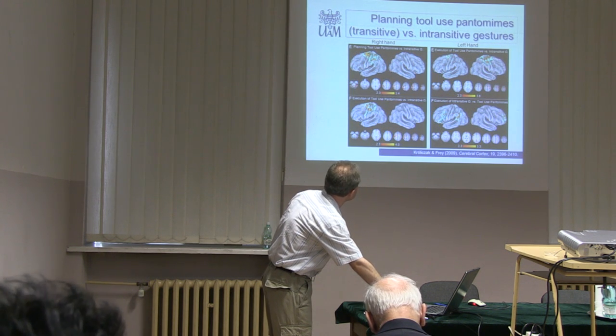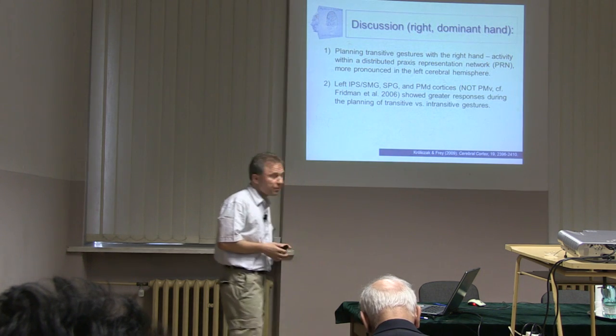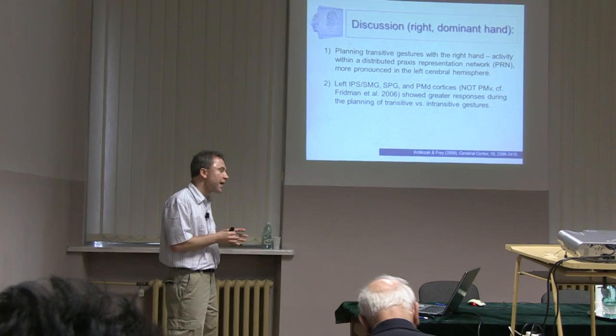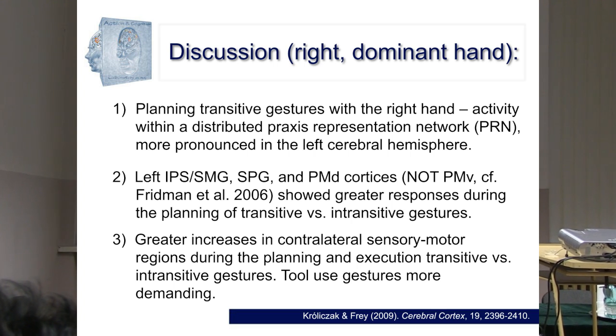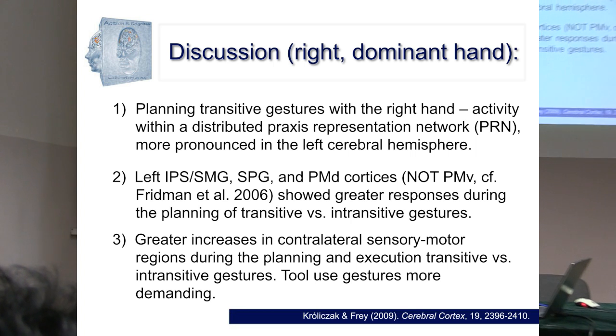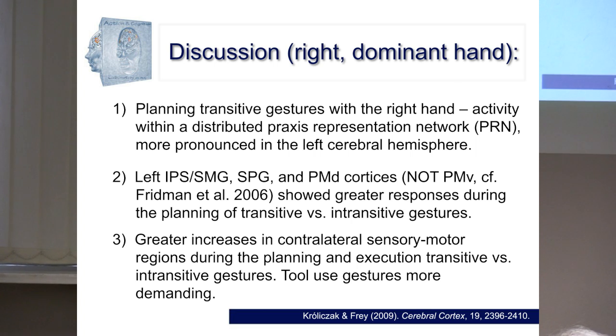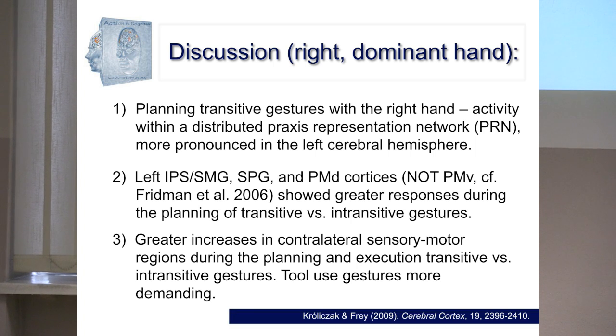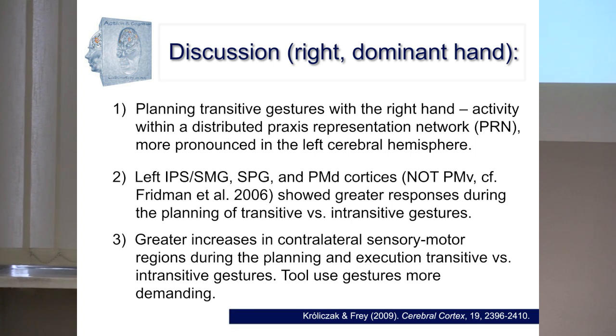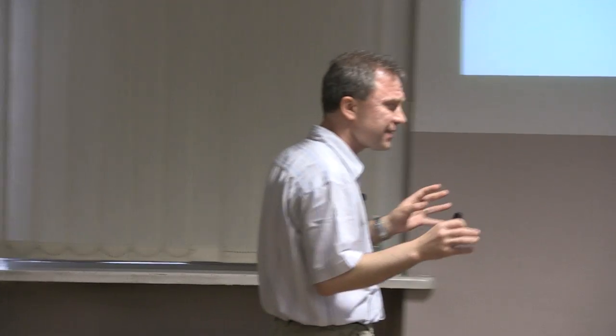Now, quick conclusions. I will skip this because it is not particularly interesting. Basically, what I was able to demonstrate with Scott Fry was that planning transitive gestures with the right hand engaged primarily the left hemisphere. I won't mention all these areas. This was the case even after the linguistic processing was subtracted from the activation. And there are several areas that showed greater responses for planning tool use gestures versus intransitive. This is consistent with the idea that when you have a lesion in the left hemisphere, you may be more impaired with tool use pantomimes as opposed to intransitive gestures.